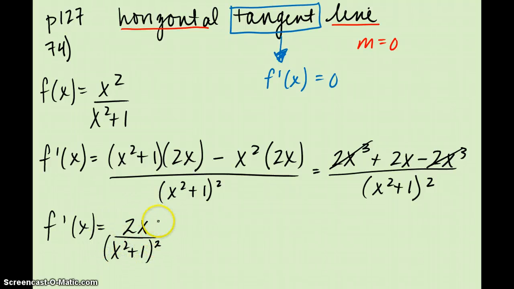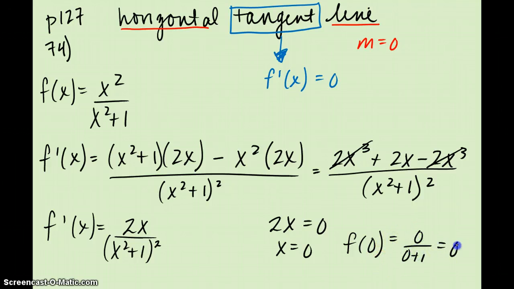Where is a rational function equal to 0? So where does the derivative equal 0? When the numerator is equal to 0. So x is equal to 0 is where there would be a horizontal tangent line. To get the corresponding y value, we have to plug 0 back into the original function. So f of 0 would give me 0 as well. So to answer the question, determine the point at which the graph has a horizontal tangent line. Horizontal tangent line at the origin, at the point 0, 0.